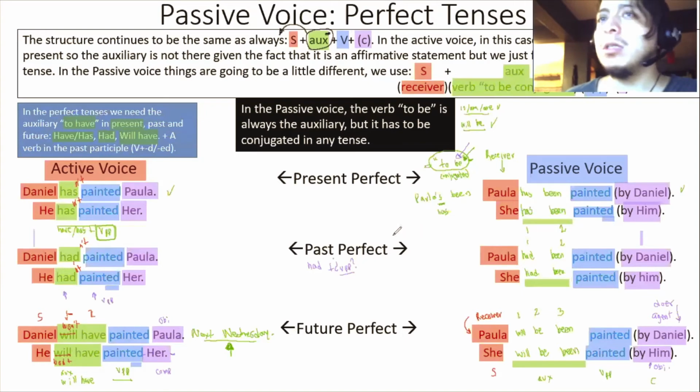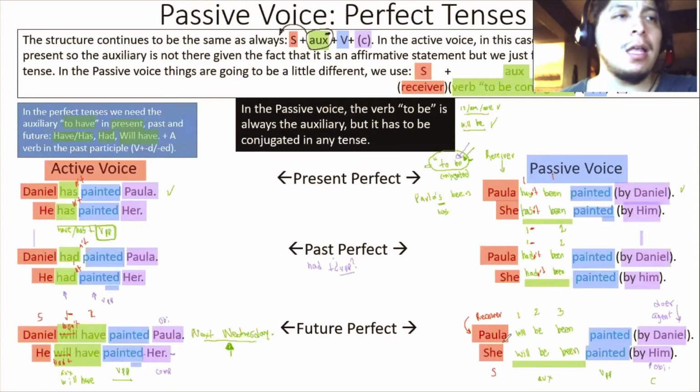How do we do it in the passive voice? Again, we have 1, 2 parts. What happens when we have 2 parts? Only the first part takes the negative. Hasn't been painted. Paula hasn't been painted by Daniel. She hasn't been painted by him. Okay? In the past perfect, again, when you have 2 words, the first one takes the negative. So, hadn't. Paula hadn't been painted by Daniel. She hadn't been painted by him.